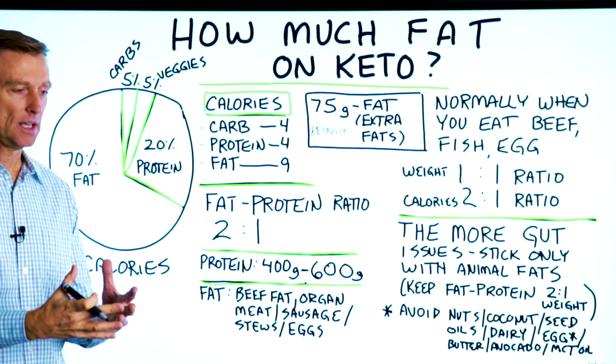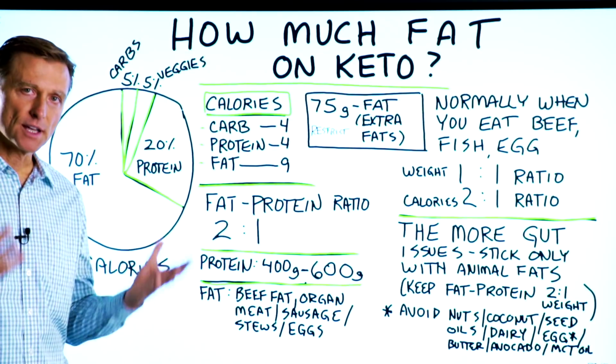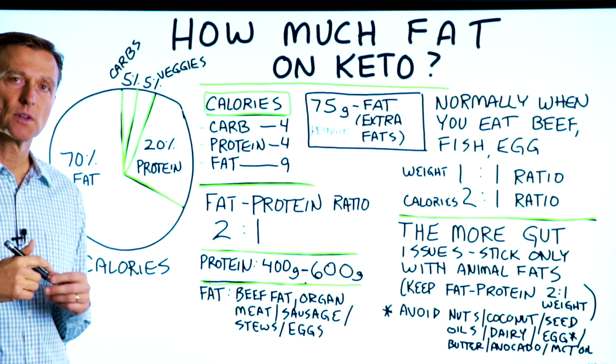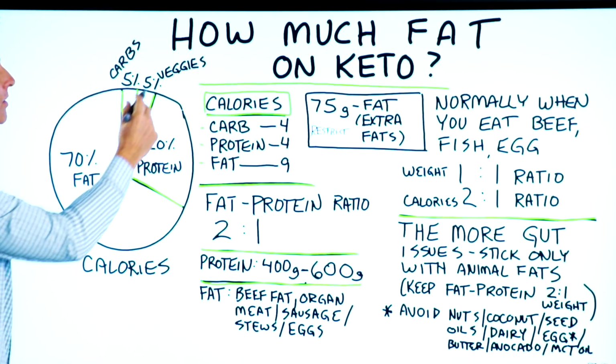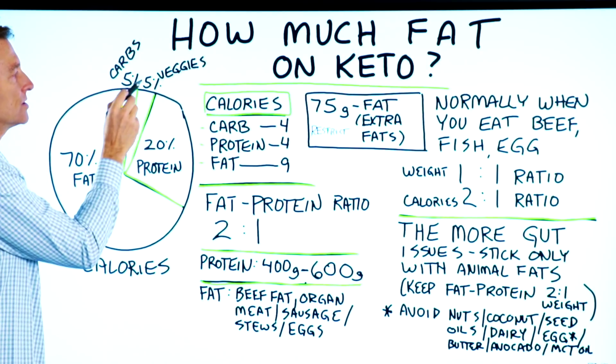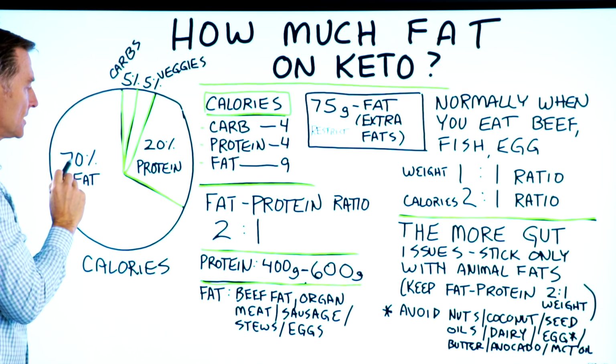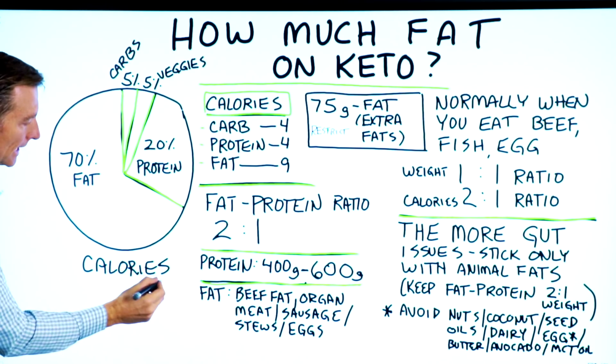I encourage people to have a lot of leafy greens and vegetables just to get your minerals and certain vitamins. So I put that as an extra little chart. So this is 10 plus 20 plus 70 equals 100, and we're talking about calories.